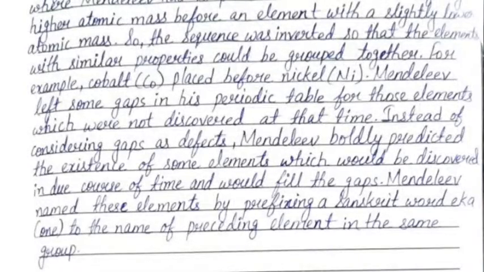Mendeleev left some gaps in his periodic table for those elements which were not discovered at that time. Instead of considering gaps as defects, Mendeleev boldly predicted the existence of some elements which would be discovered in due course of time and would fill the gaps. Mendeleev named these elements by prefixing a Sanskrit word, eka, to the name of the preceding element in the same group.